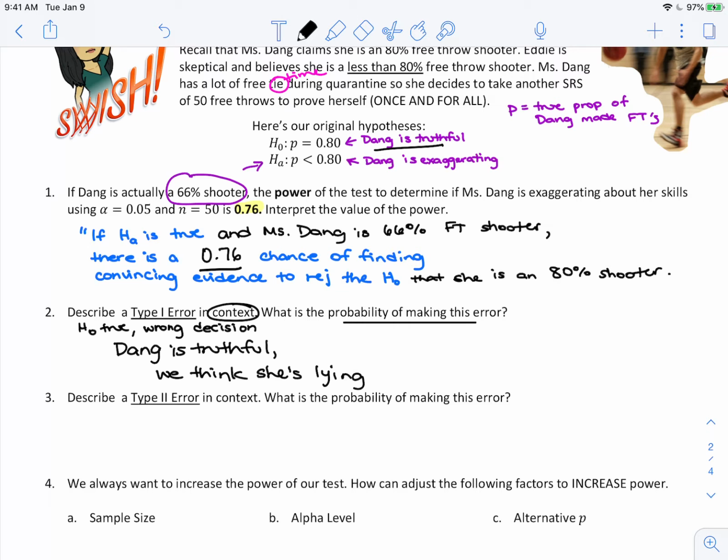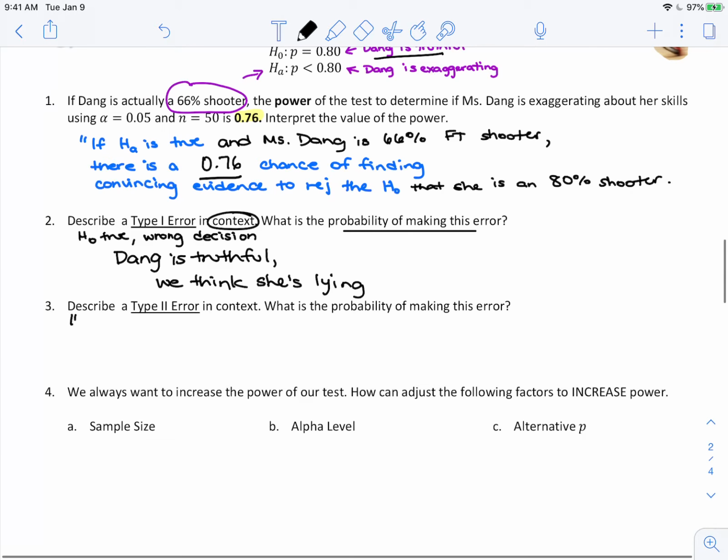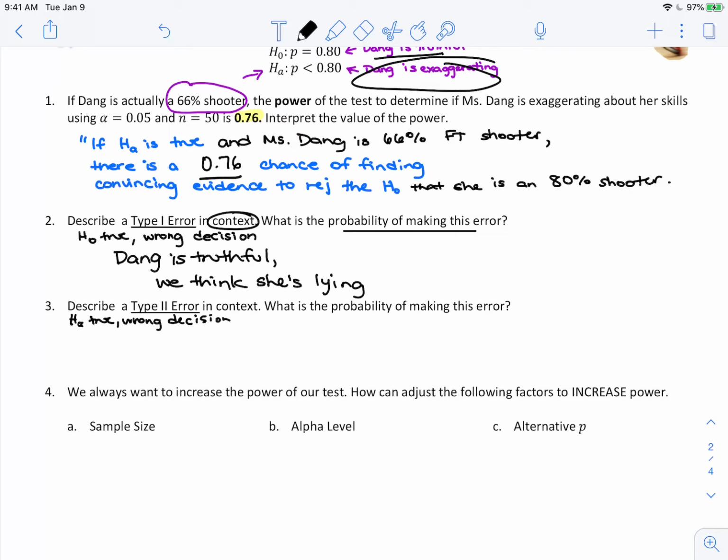I'm going to jump back to this. Let's do type 2 error first. So type 2 error, that's the Ha is true. Wrong decision. Okay, so the Ha is I'm less than 80%, I'm lying, so Dang is lying. But we make the wrong decision, so we think she's truthful.